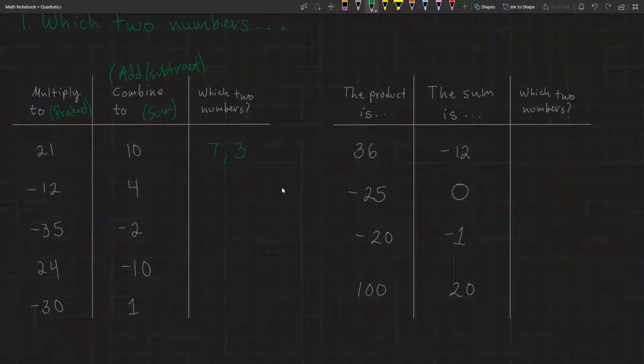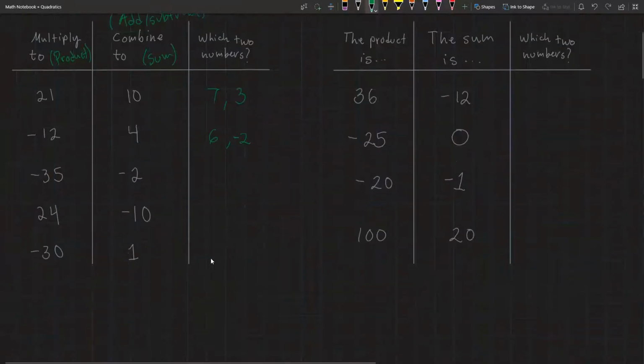I'm just going to skip a lot of the thinking and just write the answer. 6 and 2. But we know one of those has to be negative. Which one was negative? It looks like negative 2, if we're going to get a positive 4 as the sum. 6 minus 2 is 4. There we go. All right.